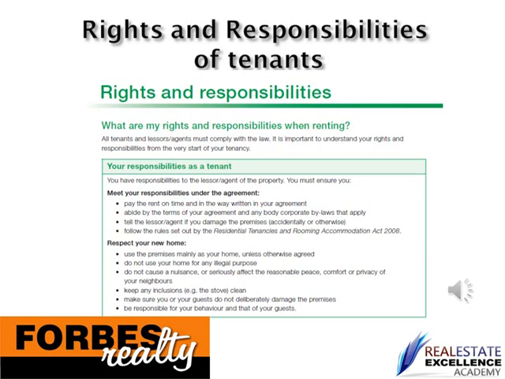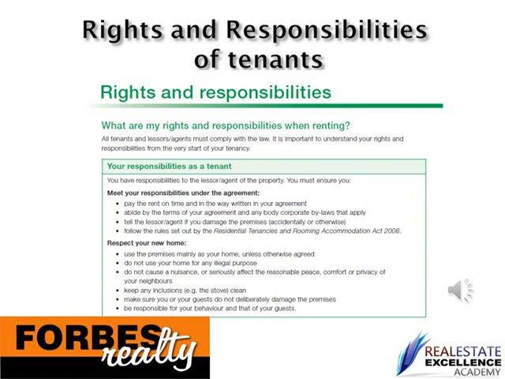You're required to pay your rent on time and in the way written in the agreement. You're required to abide by the terms of the agreement and any body corporate bylaws that apply. You must tell us if you damage the premises, accidentally or otherwise. And of course, you're required to follow the rules set out by the legislation. You're also required not to ever use your premises for an illegal purpose.